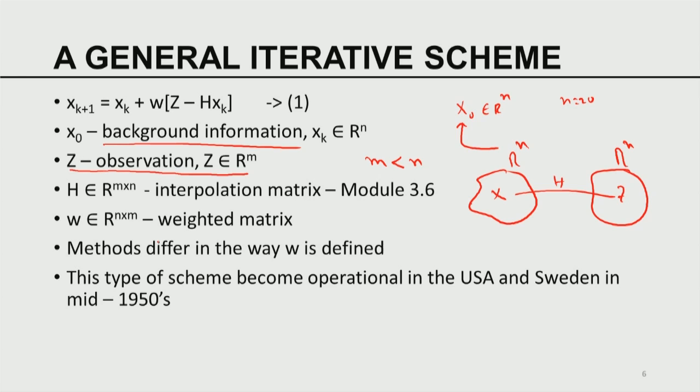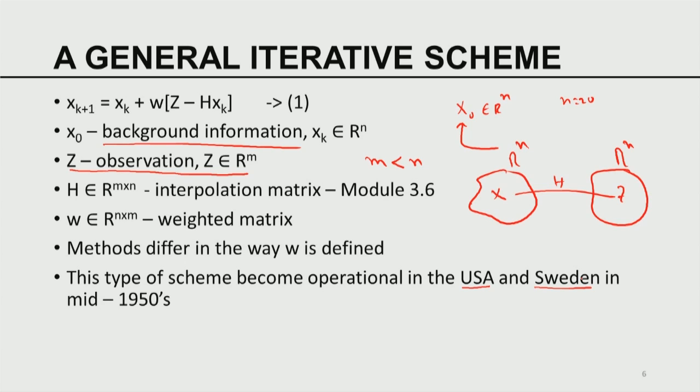So almost all the methods that were used in the 1950s and 60s in different parts of the world, essentially USA and Sweden spearheaded the development of these schemes. Bertelsen and Dues were doing it in Sweden. In USA, the National Weather Center also developed similar iterative schemes. Both the schemes have similar mathematical structure. They differed in the way in which the weight matrix W was defined and used. This type of scheme became operational in the mid 50s.